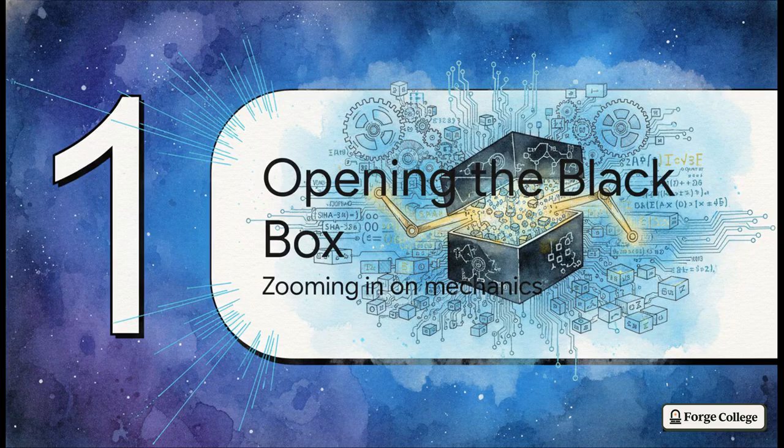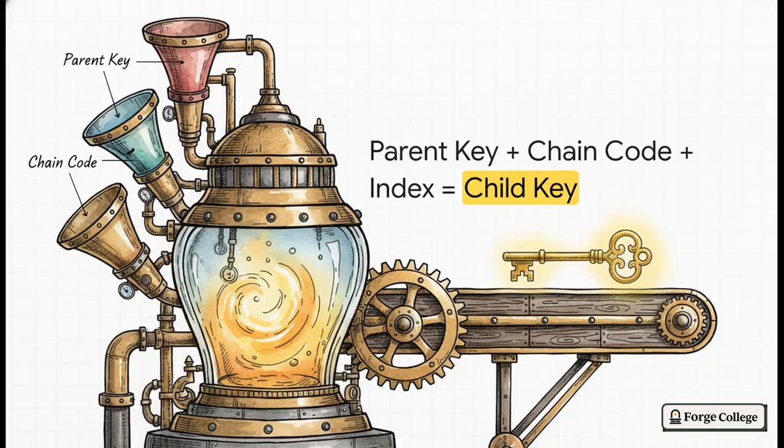All right, Section 1. Opening the black box and zooming in on the mechanics. Okay, so everything, and I mean everything, revolves around this beautifully simple equation. Parent key plus a chain code plus an index equals a child key. That's it. That's the core equation of our entire derivation machine.